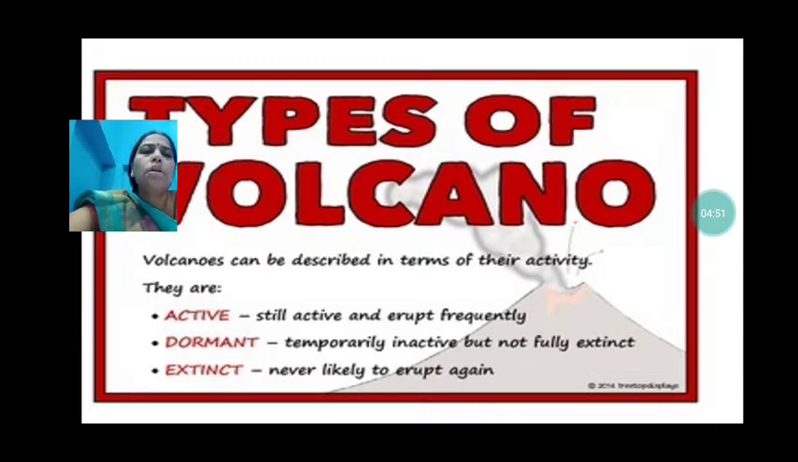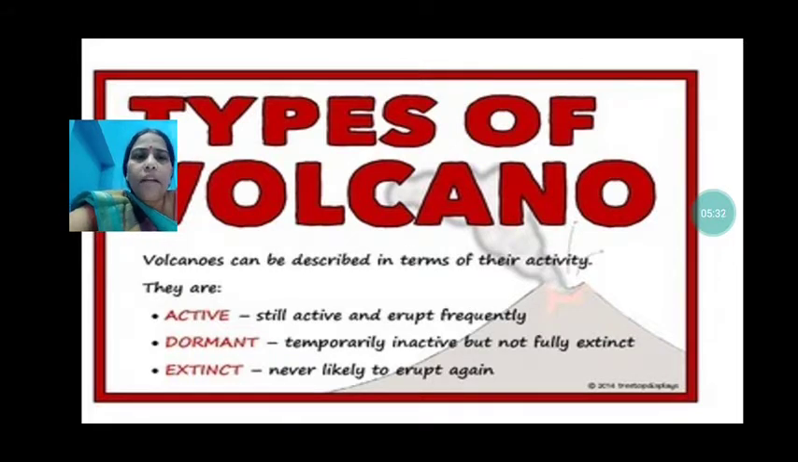Now dormant volcanoes. What are dormant volcanoes? Dormant volcanoes are temporarily inactive but not fully extinct. They are those volcanoes that have not erupted in a long time. For a long time they have not erupted, but it is not that they are not going to erupt. They will erupt. They are not extinct. These dormant volcanoes are temporarily inactive and they can erupt after a few years.